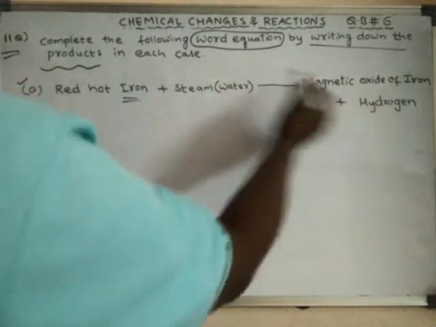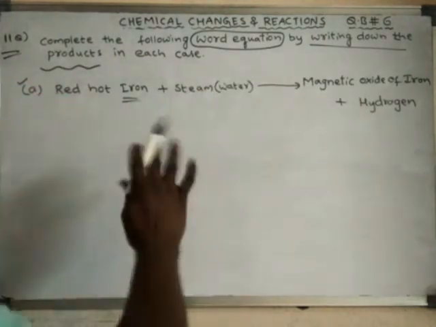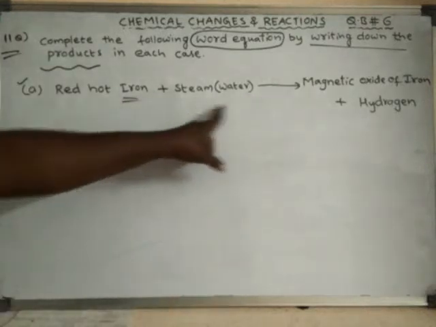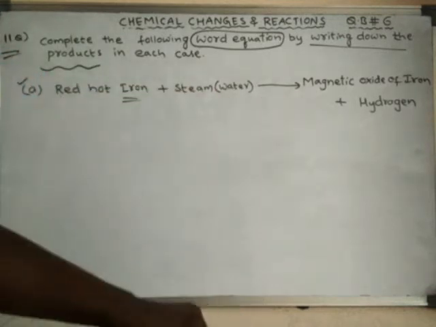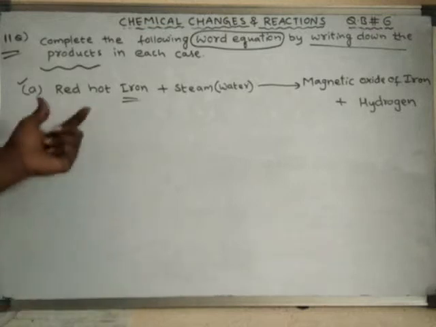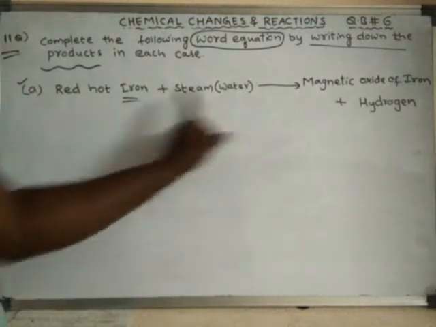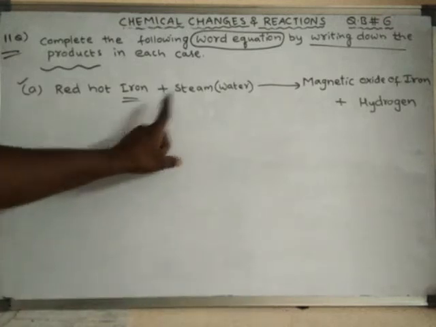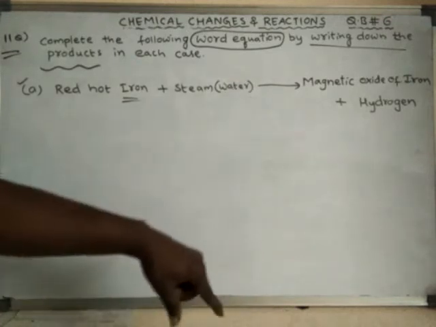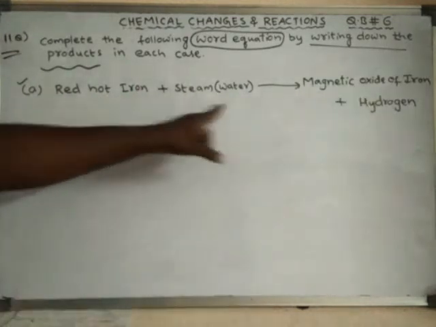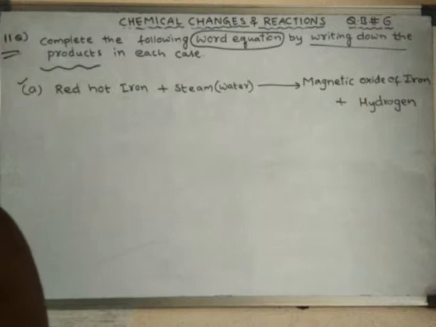This equation is said to be a word equation. This is not a chemical equation, it is simply a word equation. If I want to convert this word equation into a chemical equation, then I have to write all these things in the form of symbols and formulas.